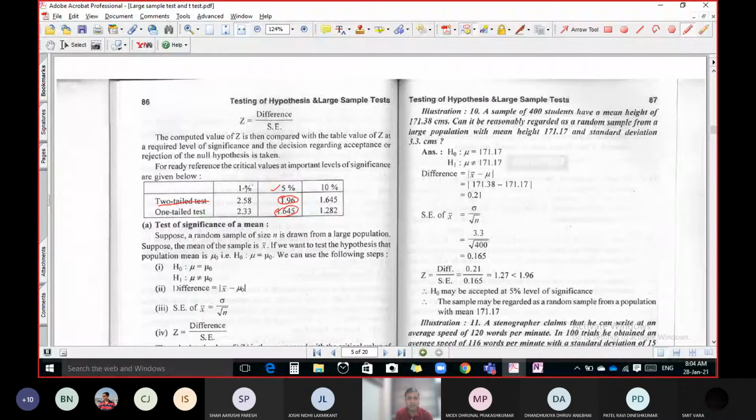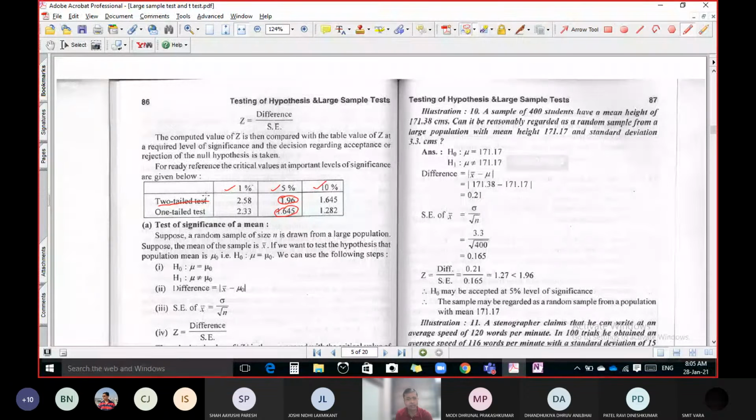Because we know that either we have to take alpha as 5% or 1% if nothing is mentioned. Sometimes it is mentioned that take alpha as 1%. In that case, our value is either 2.58 or 2.33. It depends whether it is a two-tailed test or one-tailed test. One-tailed test means either right-tailed test or left-tailed test. And if alpha is 10%, then the value is 1.645 for two-tailed test and 1.28 for one-tailed test. So this you have to learn.